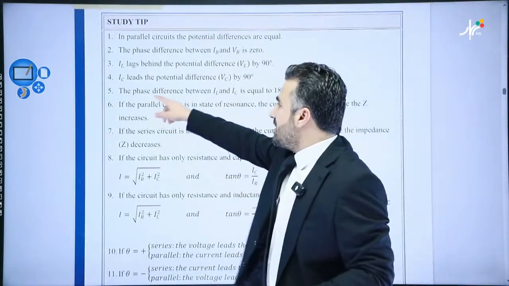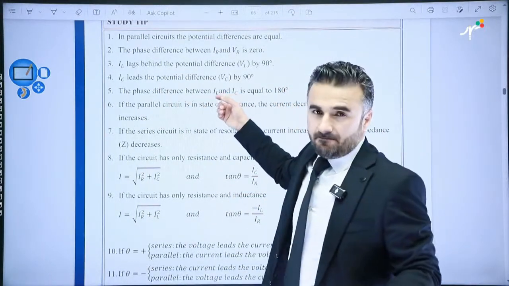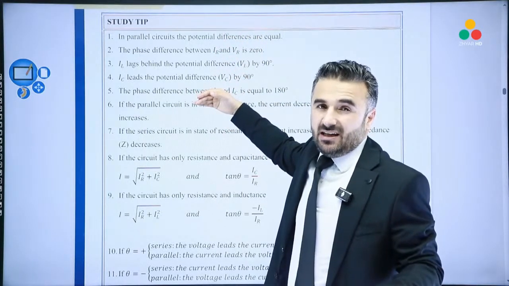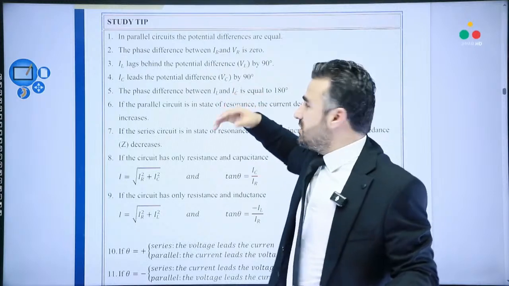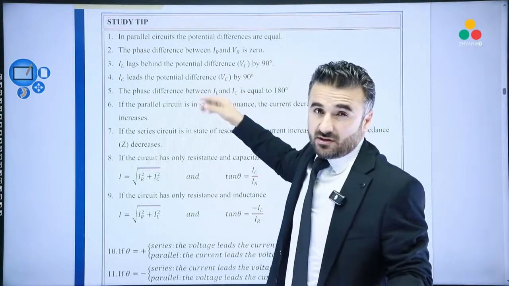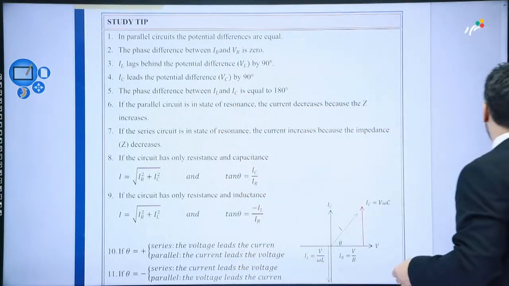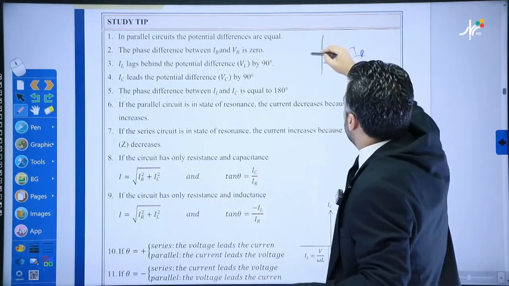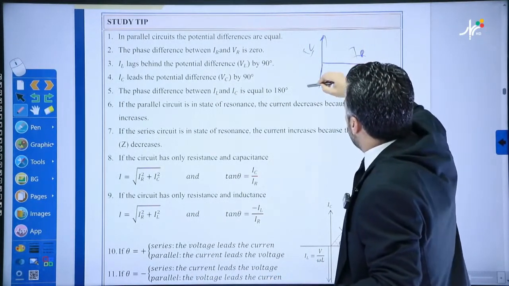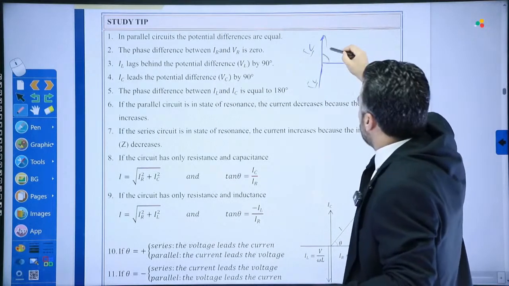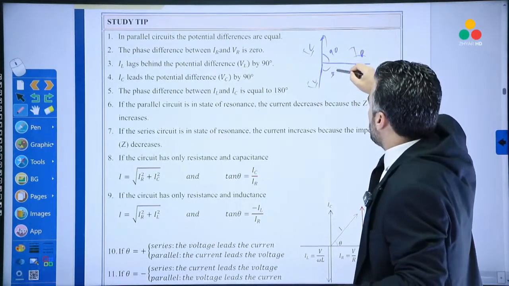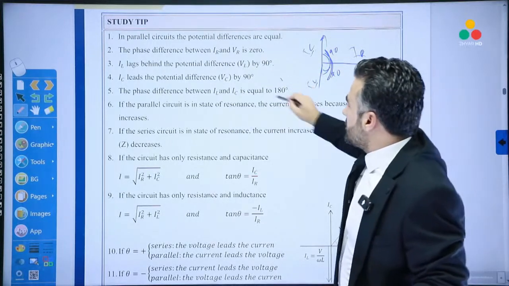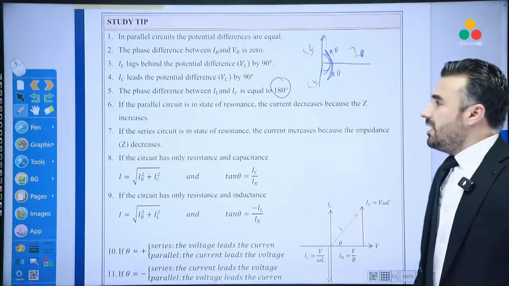But don't forget, for the phase difference between IL and IC, one of them is leading by 90, the other one is lagging by 90. So what is the total phase difference between the two here? Of course it is going to be 180. Let me redraw this one here. So that was IR, and of course this is IC, and this was IL here. So this is leading by 90, this is lagging by 90. So what is the phase angle difference between IC and IL? Of course it is going to be 180.